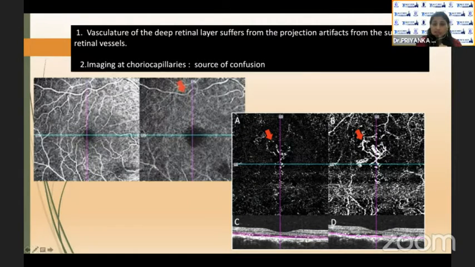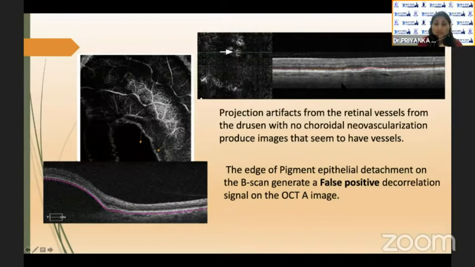This is a case of sub-RPE neovascularization. Now, when the slab placement is at the level of RPE, you can see some imprint of flow. But when the slab placement has been done just below the RPE, the actual vascular network has come out. So this is a case of type 1 CNVM. Another, drusen, yes, drusen which are not harboring any CNVM can produce an image that seems to have vessels, giving projection artifact. Edge of the PED really provides a false positive decorrelation signal on the OCTA image.